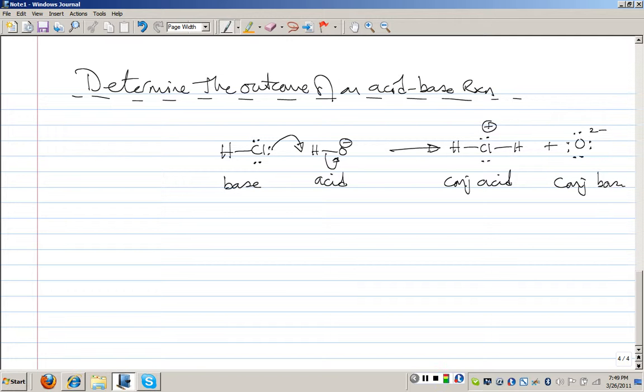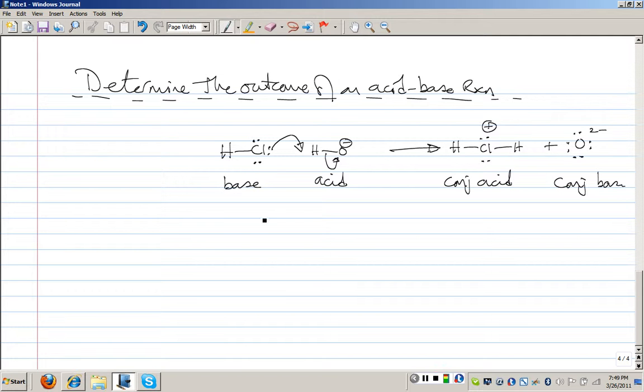I could define them another way. I can say, look, if the reaction went backwards, what role does oxide play? And the answer is oxide would be the electron pair donor, or the proton acceptor. Therefore, it is the base. What role would H2Cl plus play? It would be the proton donor, or the electron pair acceptor, in which case it's the acid. So certainly one option is HCl acts as the base, and we get this reaction.